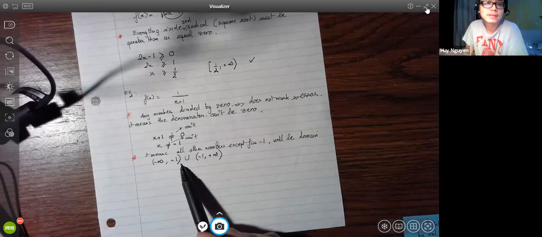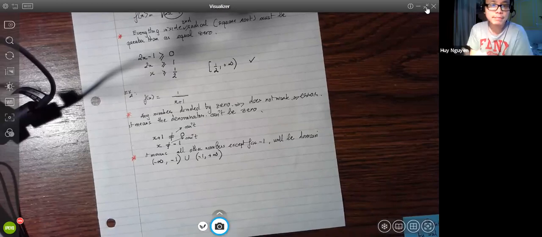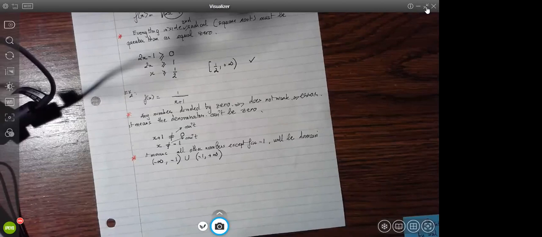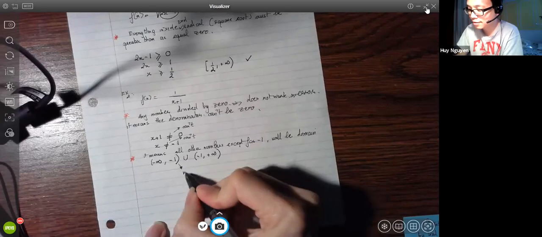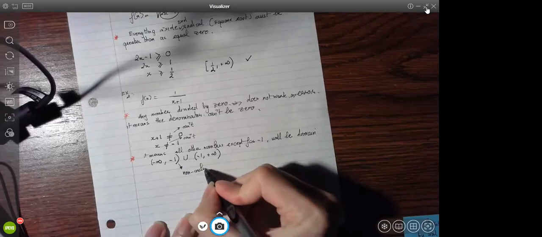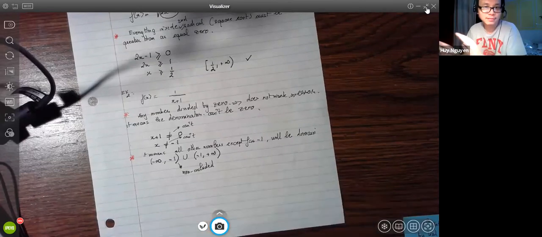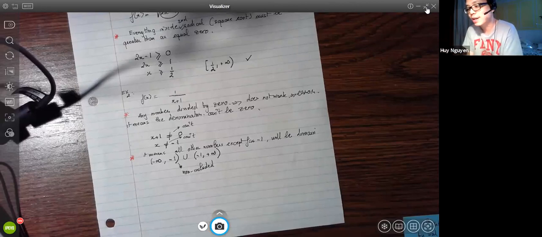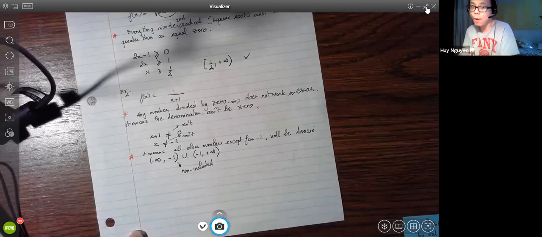Because what do parentheses mean, and what do brackets mean? Bracket means included. Oh, I see. So parentheses mean not included. We don't want -1 in this case. We want everything to the left of -1, we want everything to the right of -1, but we don't want -1.